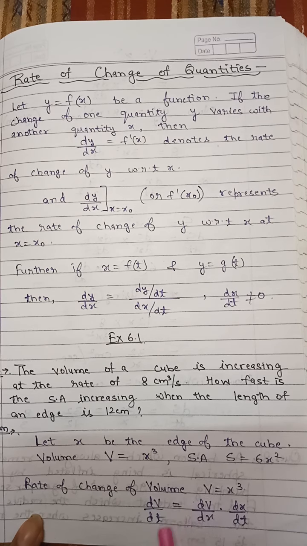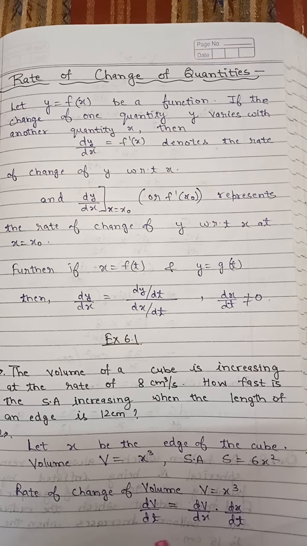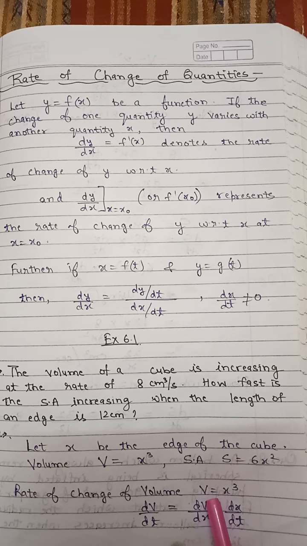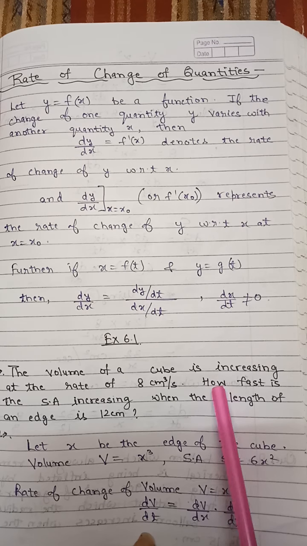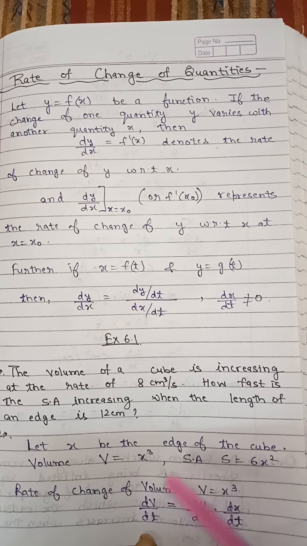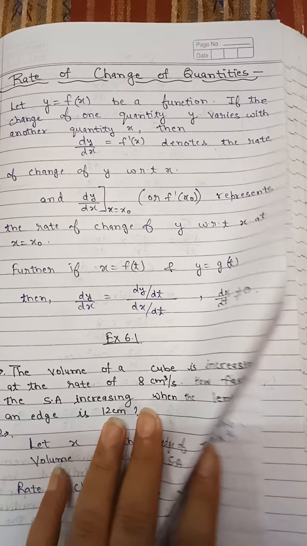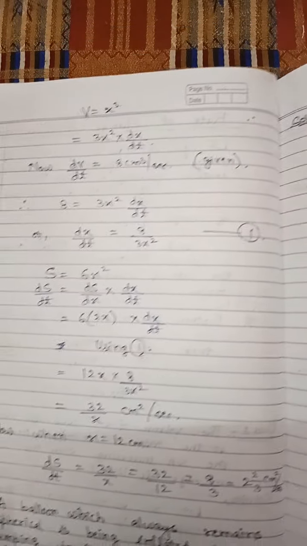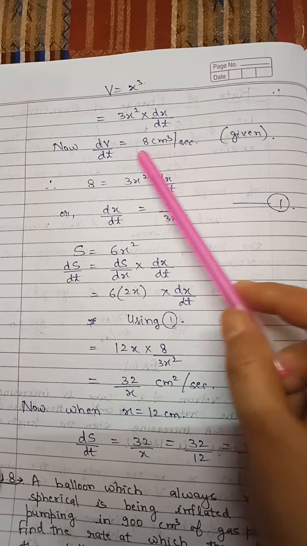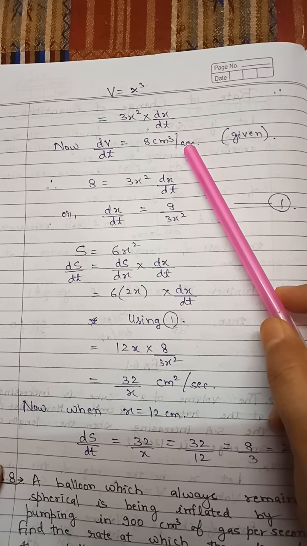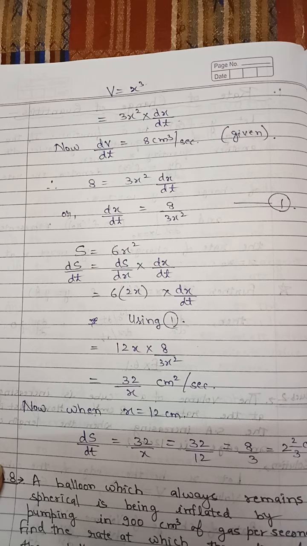Rate of change of volume, let's write dV by dt, is dV by dx into dx by dt. Now what we are given here is dV by dt, and we'll be substituting this value over here. Let's see. dV by dt is given as 8 centimeter cube per second.